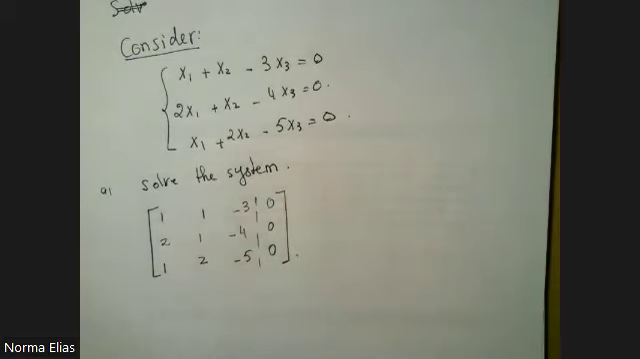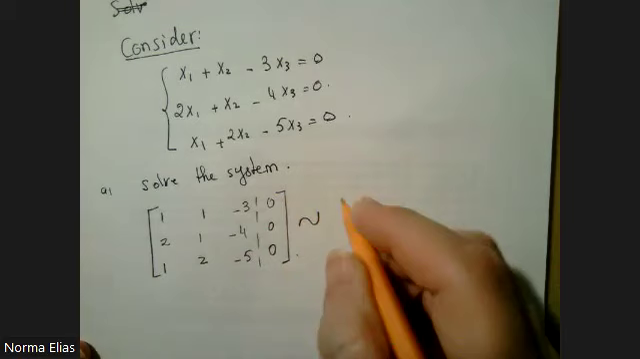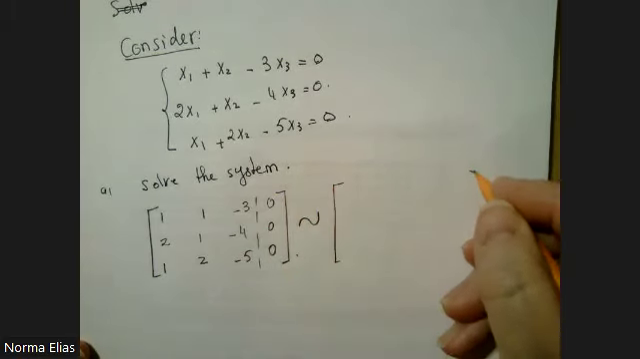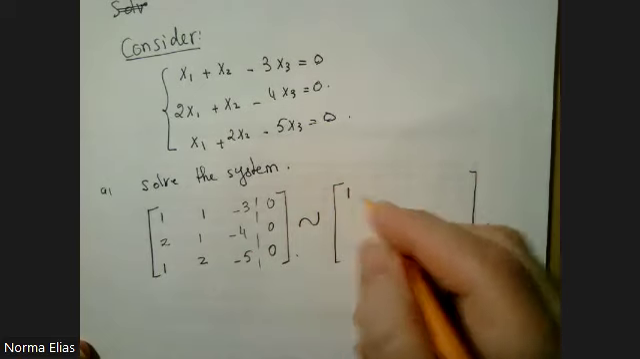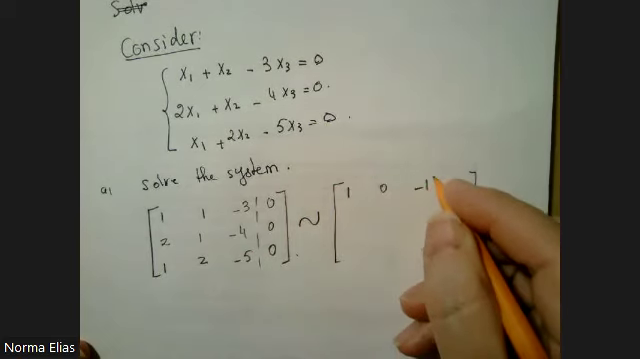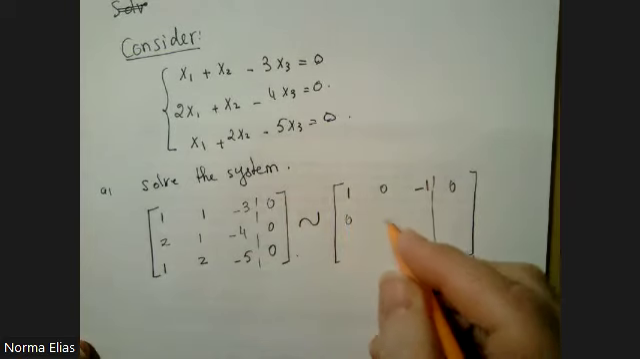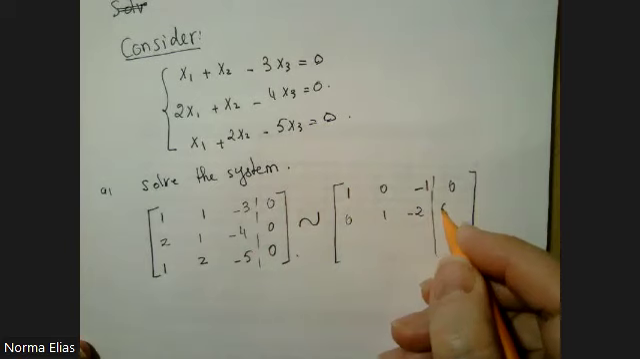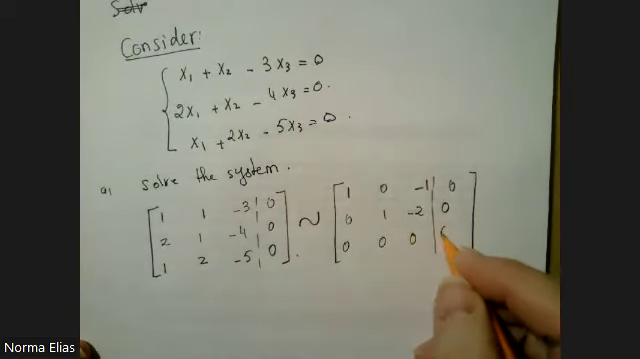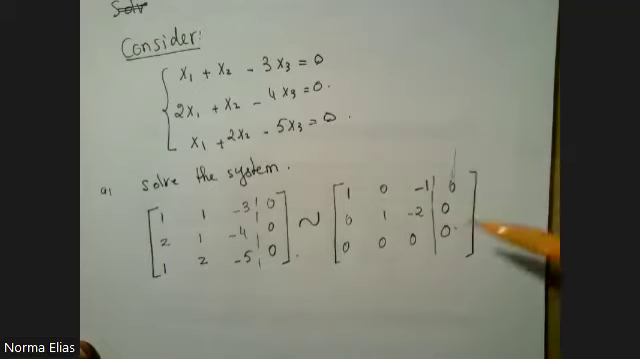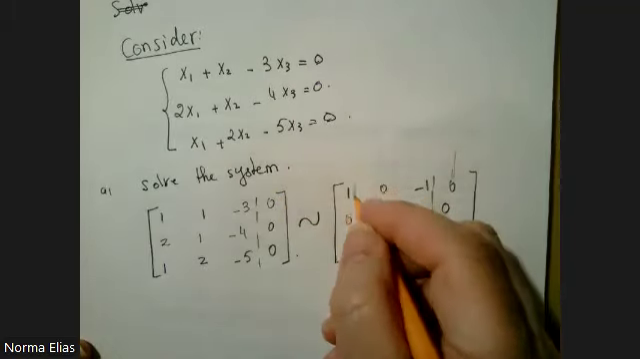Okay, so let us solve this system. Actually, I'm going to give you the solution so I don't have to do all the work. So this is going to be equivalent to 1, 0, minus 1, 0; 0, 1, minus 2, 0; and 0, 0, 0, 0. You guys make sure you can do the row operations. We expect a bunch of 0s at the end because any row operation will not affect those zeros. So this is my solution.